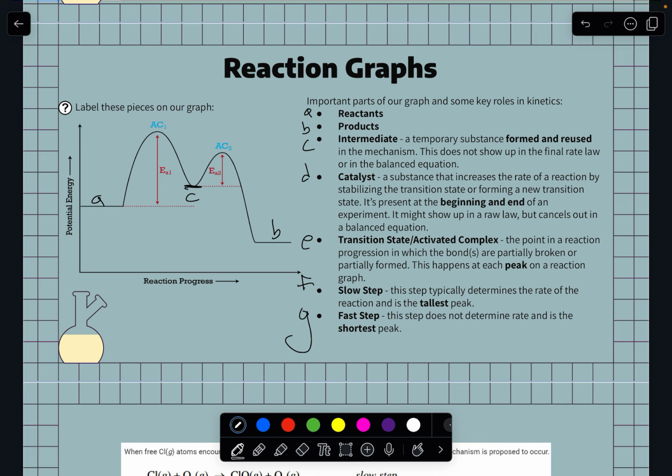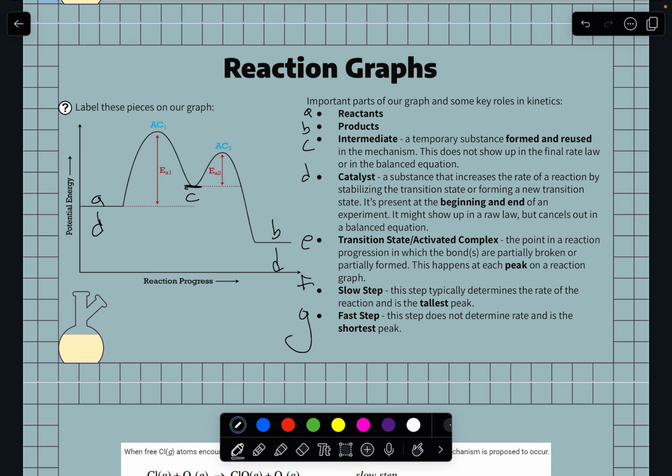Okay. D is a catalyst. It's something that we said stabilizes the transition state, right? This is something that helps with activation energy, and it's at the beginning and the end. So it shows up at the beginning, so I'm going to put it at the beginning with the reactants. It's used throughout, right? It's holding the pieces together, and then it comes back out at the end. It's not used up. So this happens at both the reactant and the product side, or it's shown there.